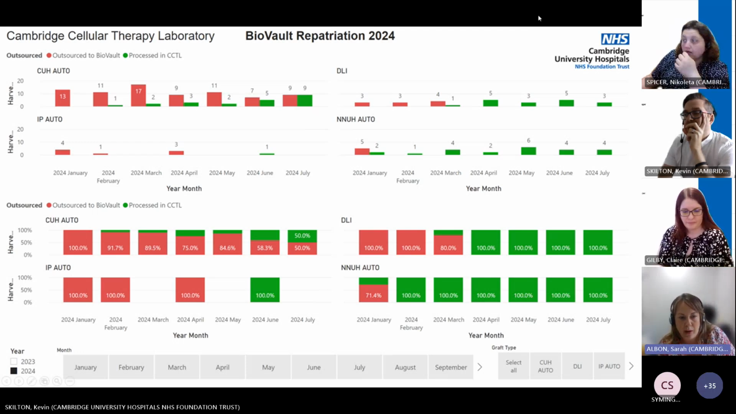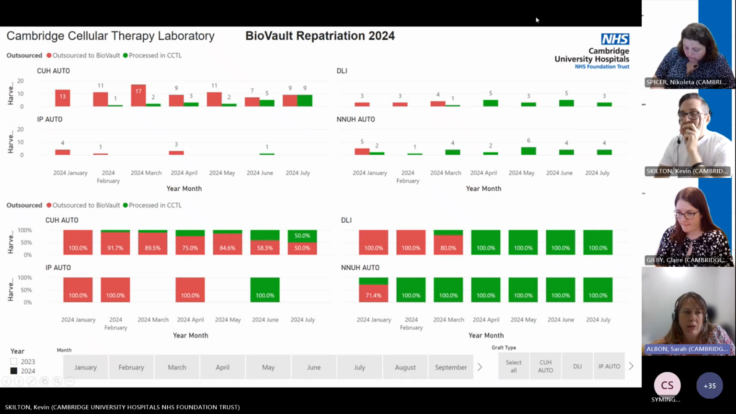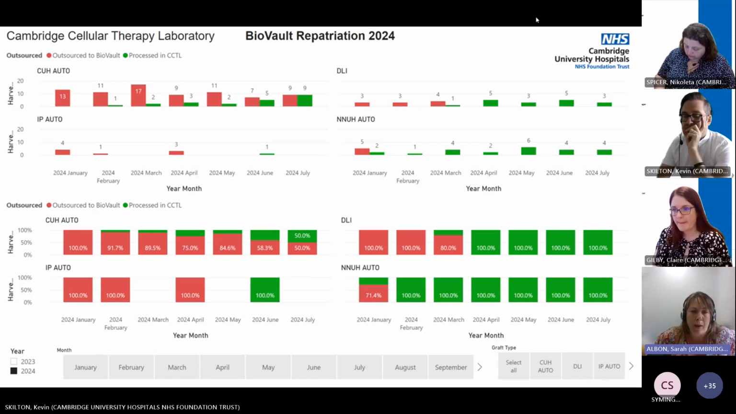So across all of our products, you can see that we're processing more and more in-house. Specifically, all of our DLIs are now cryopreserved in-house, which is amazing. This enables the fresh doses to be given to patients, which are shown to be of great clinical benefit. So this is all on track, and the aim is that by mid to end September, everything will be green and everything will be processed in-house, and none in BioVault at all, which is absolutely brilliant. Next slide, please.